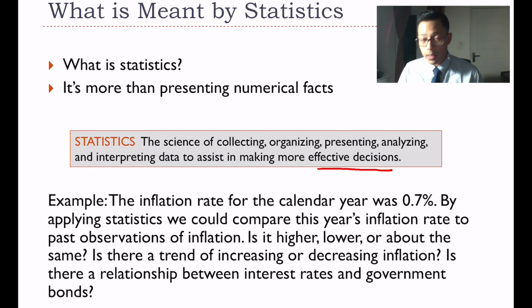The other thing is that we also want to know whether the trend of inflation was increasing before the pandemic, and whether the trend of inflation is actually decreasing during and after the pandemic. That's something that we need to know. Another thing that we probably want to discover is whether there is a relationship between interest rates and government bonds. If you're interested in predicting the value of government bonds given the current interest rates set by the central banks, then that's an analysis that you can go forward with. Very interesting, and this is why we study statistics.